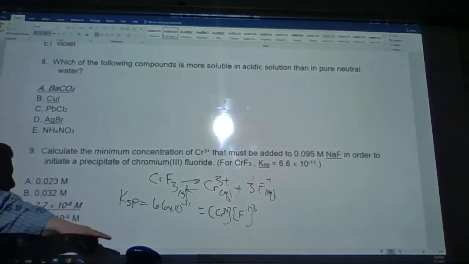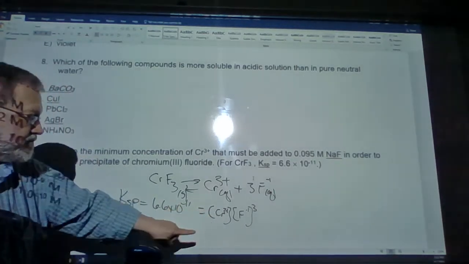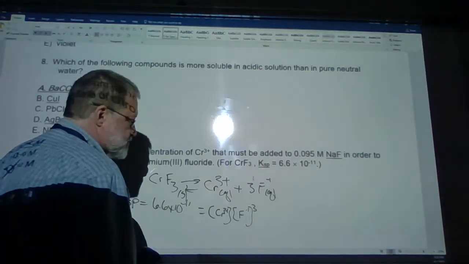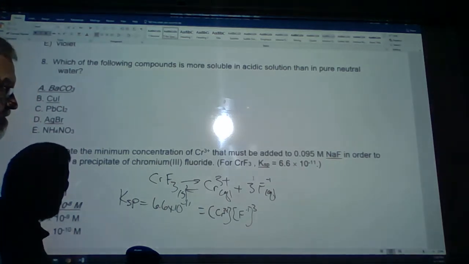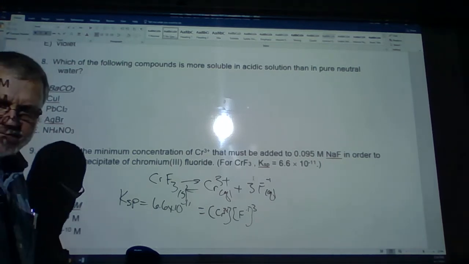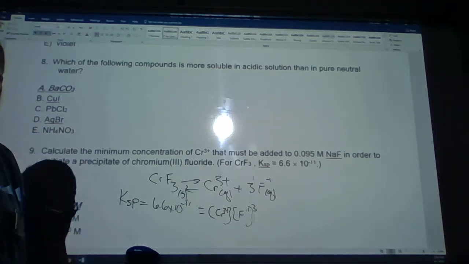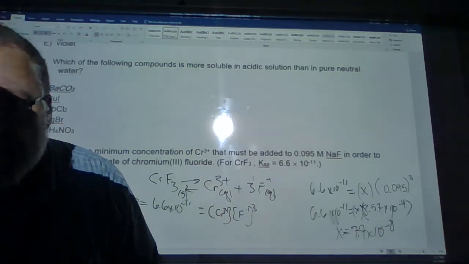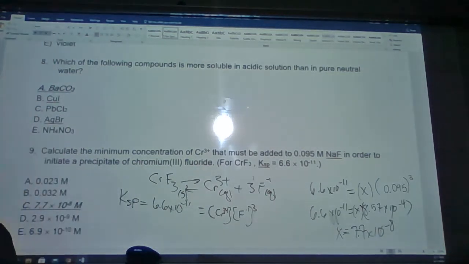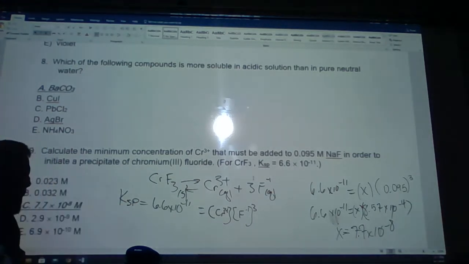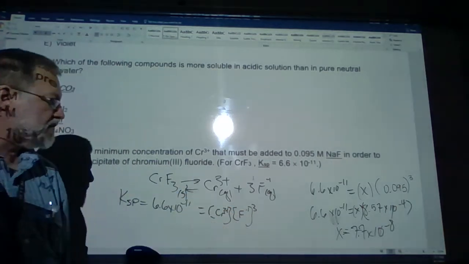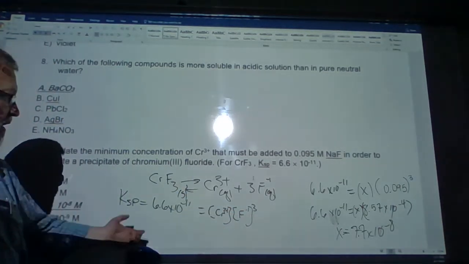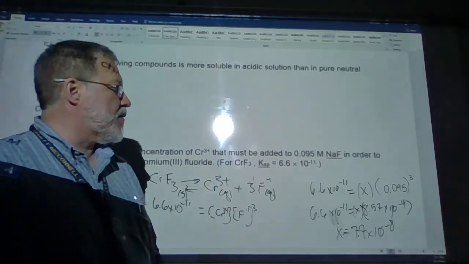So it's asking us to calculate this concentration. Let me see here. Just a second, I want to make sure I'm working this out right. Okay. Our KSP is equal to our concentration of our chromium cation times the concentration of our fluoride anion cubed. KSP is equal to 6.6 times 10 to the minus 11th.